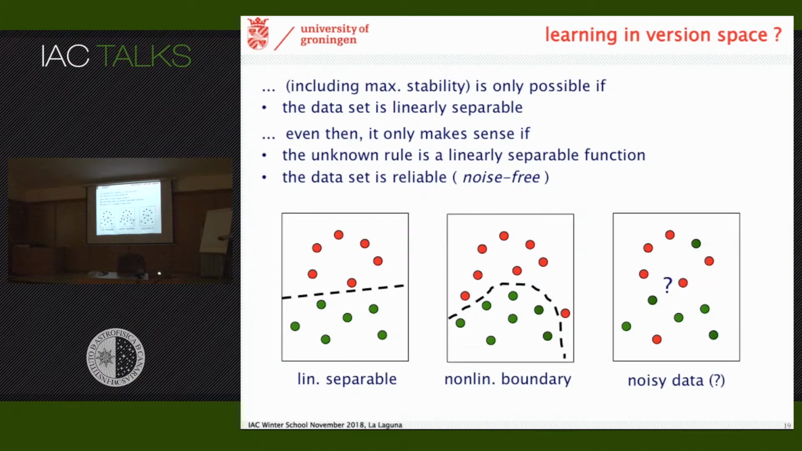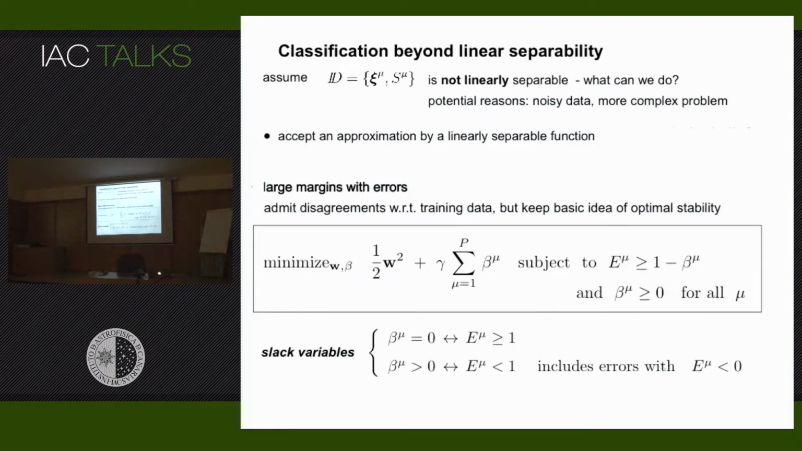Even more so, maybe the problem is not linearly separable. Maybe I need a nonlinear boundary to separate the classes. Again, both strategies don't work. So what can I do? The problem might be that the target is really not linearly separable, or it might even be linearly separable, but the data set is noisy, and that happens in practice almost always, right? So I have a big problem here. So what can we do?